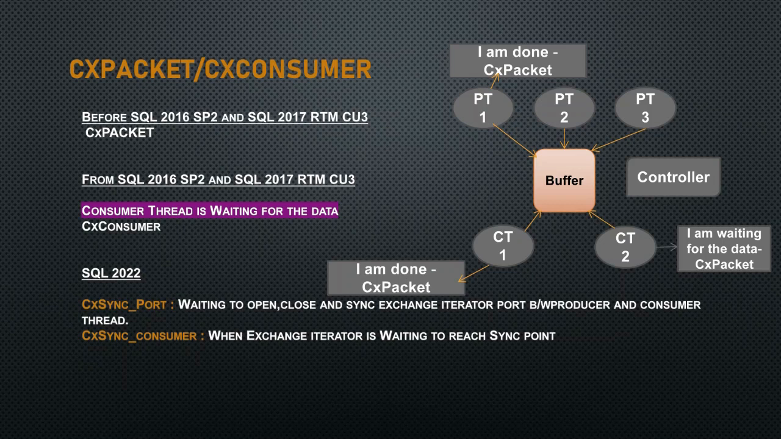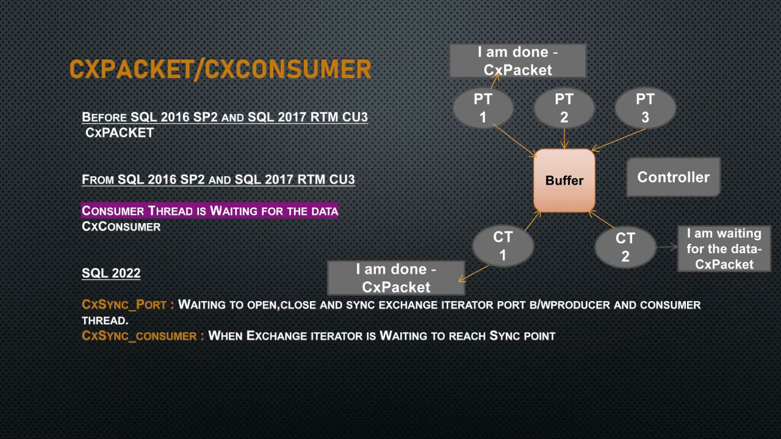Same goes with the consumer thread. If any thread is completed and it is waiting for other threads to complete, it will show CXPACKET wait. And also, if it is waiting for the data to be available in the buffer, then it will also show CXPACKET wait. If the data is not available in the buffer, it is the responsibility of the producer thread to bring the data. If the producer thread is lagging behind and could not bring the data, then the consumer thread cannot do anything and will have to wait. And in that case, it will show CXPACKET wait.